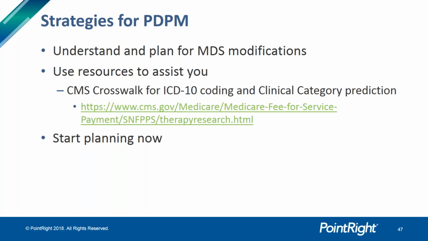CMS provided a crosswalk for the ICD-10 coding, and this idea of being able to predict what clinical category folks are going to get into. We've been looking at that very closely here at PointRight to see how we can use that to help our clients. But it's available to you. You just go to the website that you see on the screen, which will be in your handouts. There's a zip file there, just open that up, and it walks you through step by step how to look for your ICD-10 code and see what category they would likely go into. And then you can use that as a guide as you're starting to practice and get familiar with the ICD-10 codes that are important.